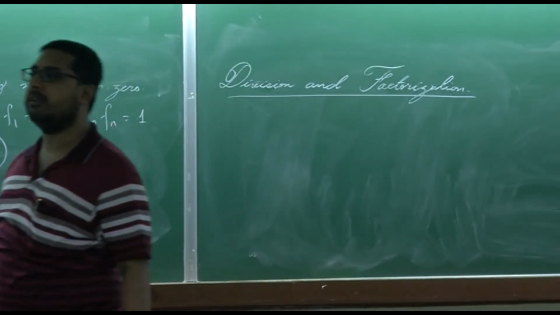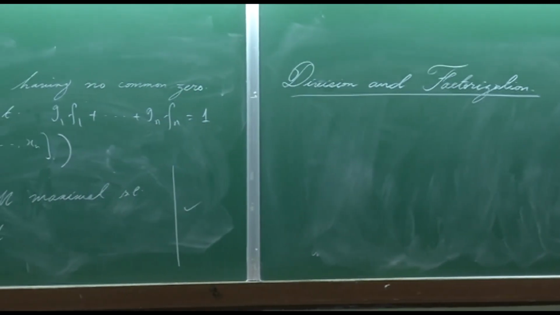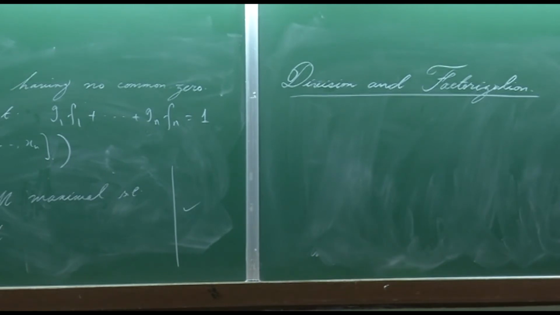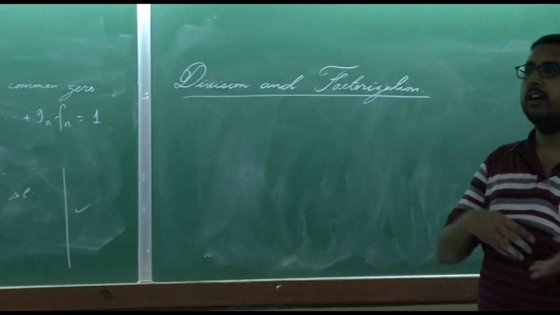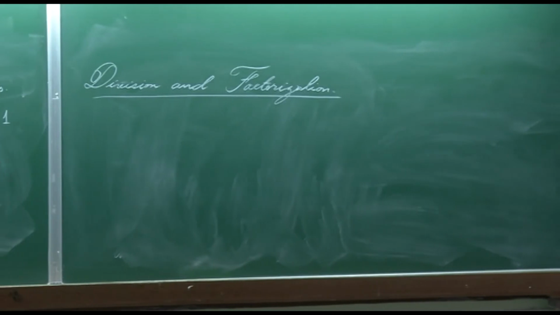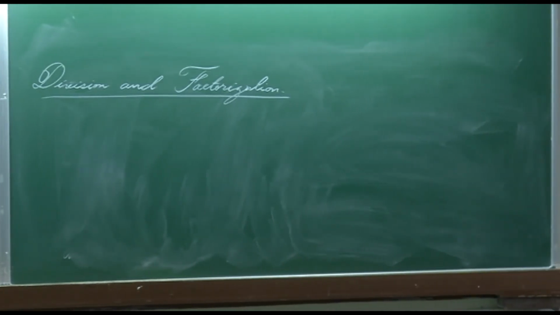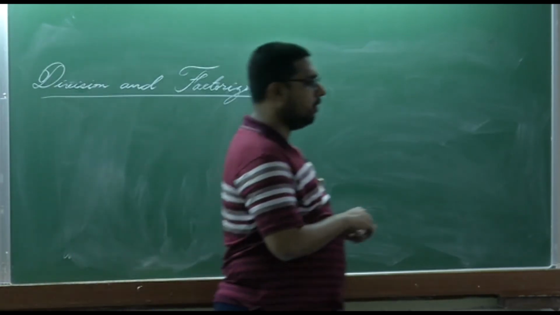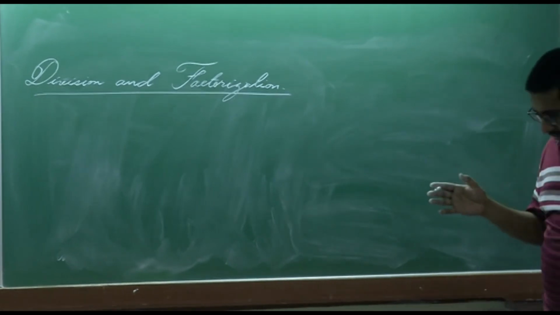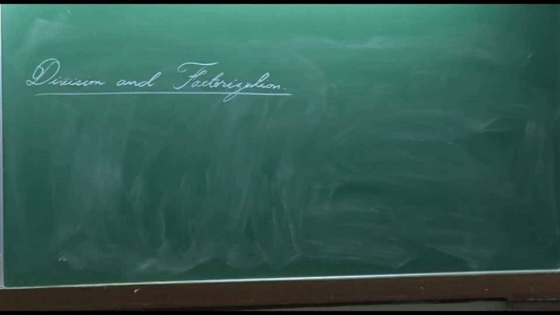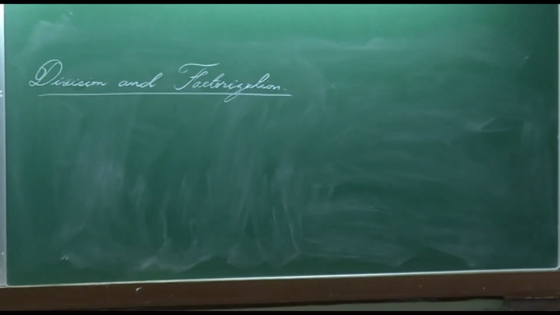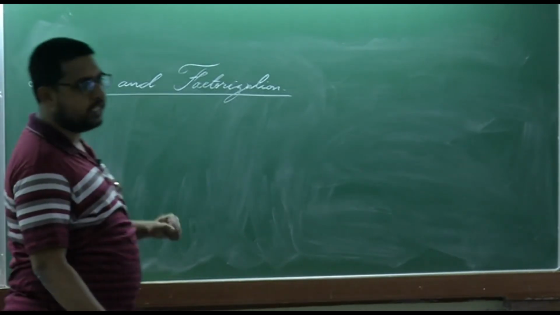We are already familiar with these two words, division and factorization, but in the context of integers, like we have performed divisions of integers and factorization of integers. In this lecture we will be talking about divisions and factorizations in more general commutative rings. Our investigation will be modeled on the basic properties of integers.